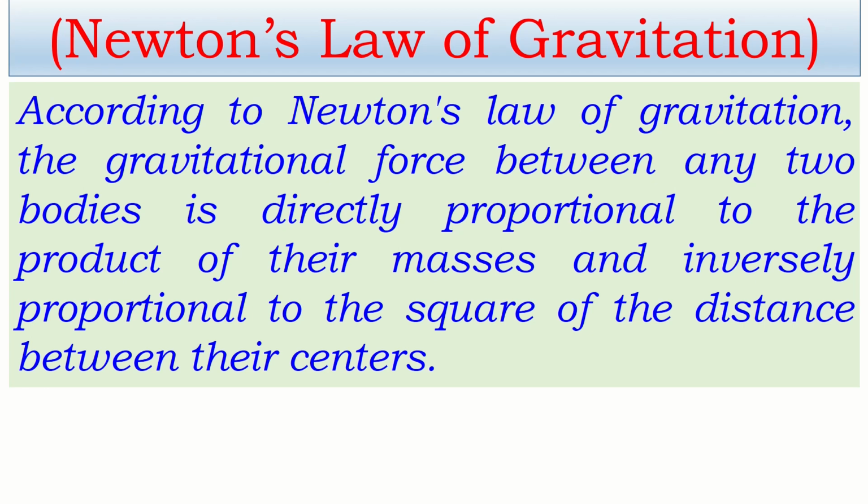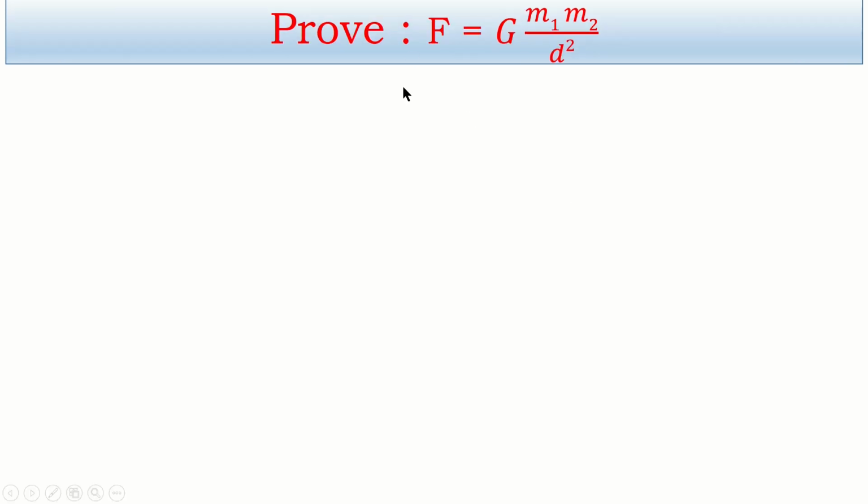In conclusion, we can say, according to Newton's law, gravitational force depends upon two factors. One is mass, another is distance, and if mass increases, gravitational force between them increases. If distance increases, gravitational force between them decreases. And this law gives us one very important equation, and using that equation we'll be able to find the gravitational force between any two bodies of this universe. This is the equation obtained by Newton's law of gravitation.